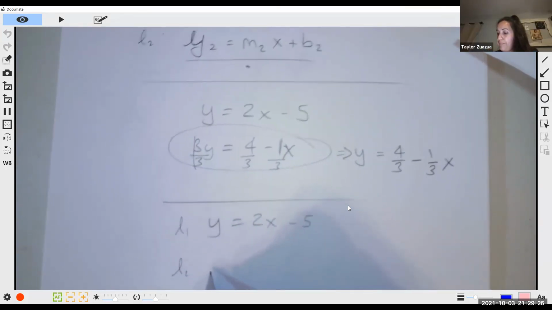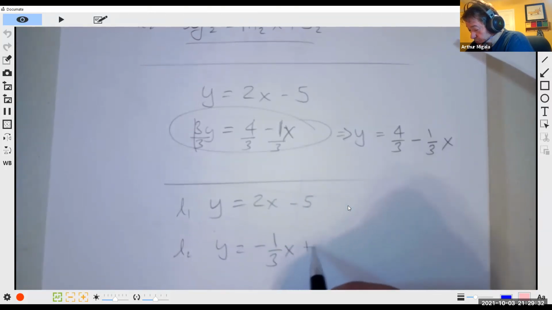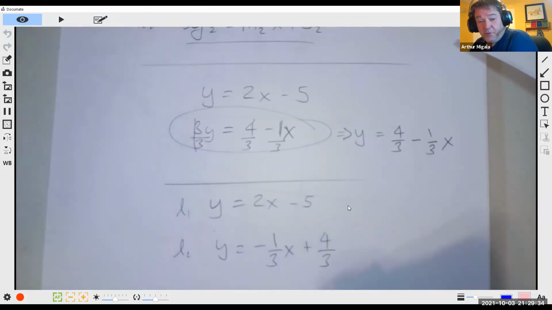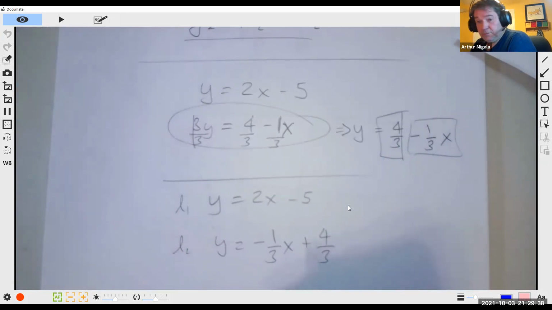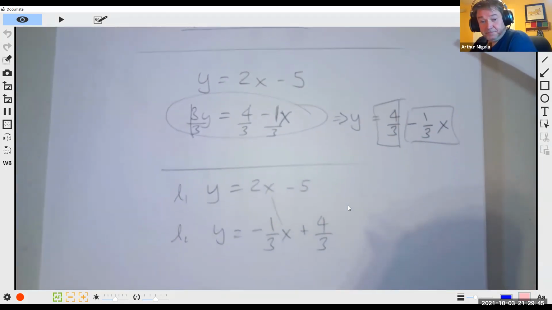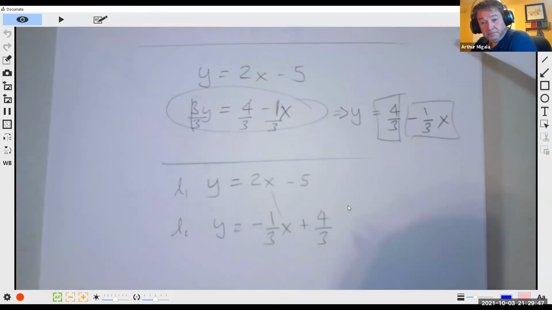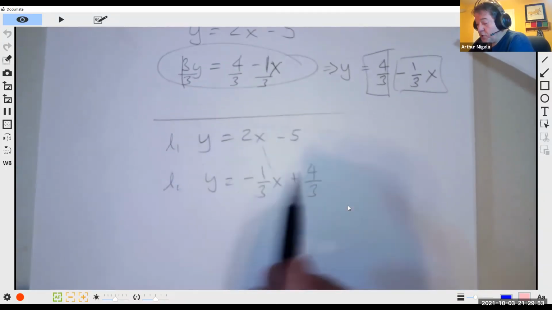Line 2 is y equals negative 1 over 3x plus 4 over 3, because this is positive, this one's negative. Oh, I gotta line up the x's. Right, the x is correct. So it's negative 1 over 3x plus 4 over 3. Okay, got it.